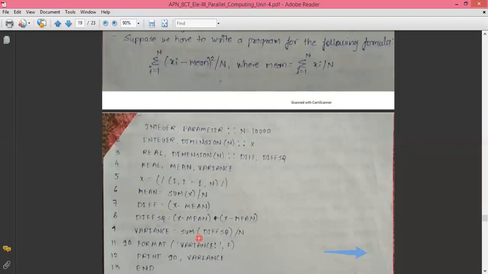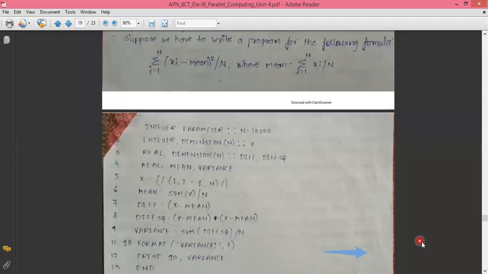Sum of all these values. Summation, so i equal to 1 till n, we are getting the summation of all these values. So the sum of difference squares is the value which is coming over here, the difference square divided by n.